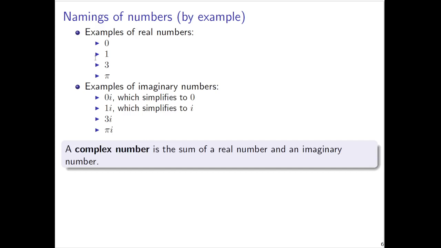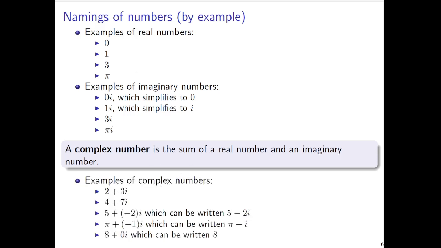Now, a complex number, technically, is the sum of a real number and an imaginary number. So pick something from this first list, add it to something from the second list. Of course, the first list, I've only given 4 examples, so there's plenty of other examples of real numbers. So here are some examples of complex numbers: 2 plus 3i. Or here's another one: 4 plus 7i. Or 5 plus -2 times i, which we typically just write 5 minus 2i. Or pi plus -1 times i, which you could simplify as just pi minus i.